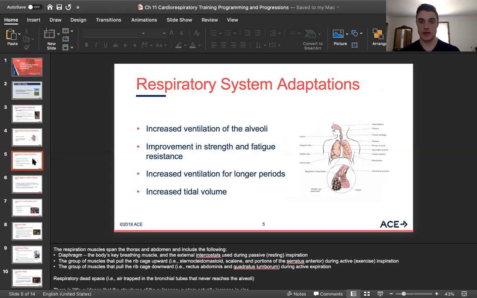Respiratory system adaptations, you'll be able to consume a greater volume of air, and at the same time, the alveoli, the little fluid-filled sacs in the lungs themselves, will get better at diffusing oxygen into the bloodstream. So you'll have a better, more of a supply.